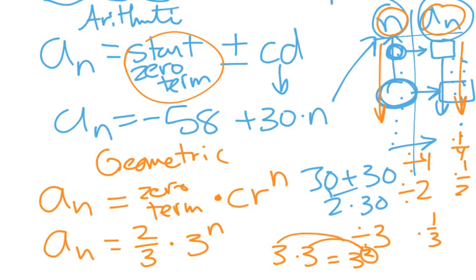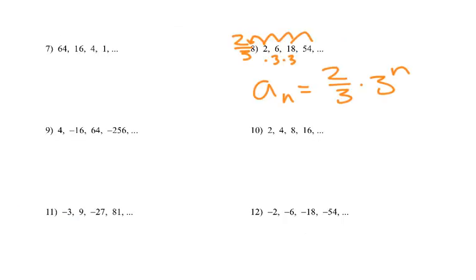Now, the biggest mistake I see is people adding and then putting the variable up top, or timesing and putting the variable down low. That completely changes it, because repeated multiplication has to be an exponent. Repeated addition has to be timesing by the variable. Okay? So, let's take a look.